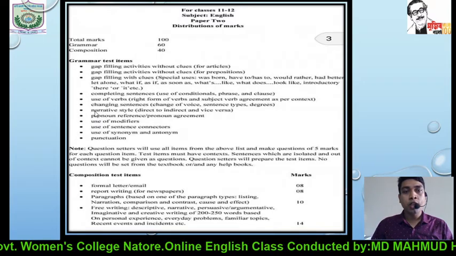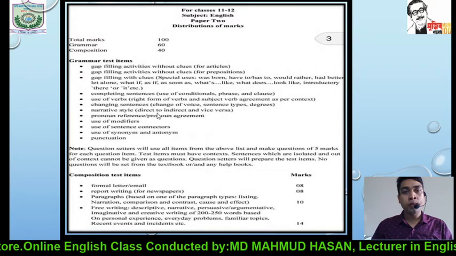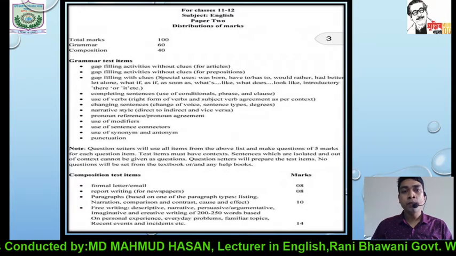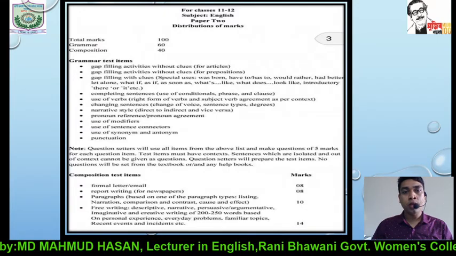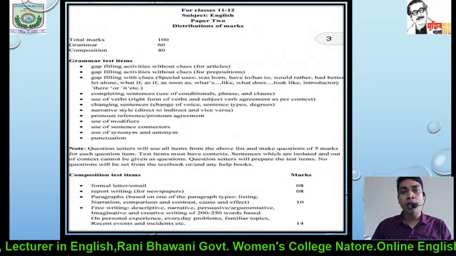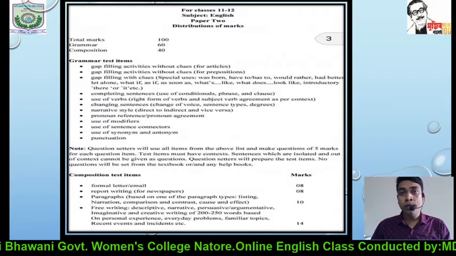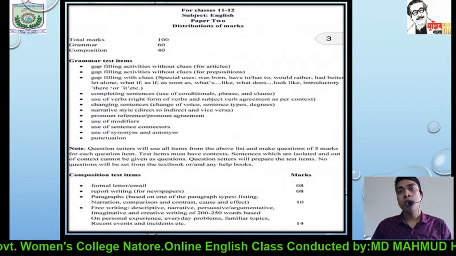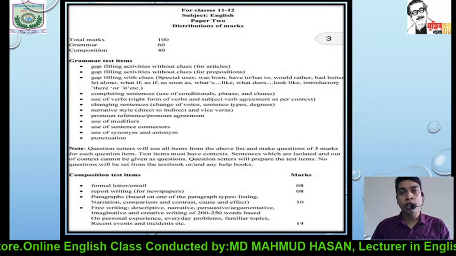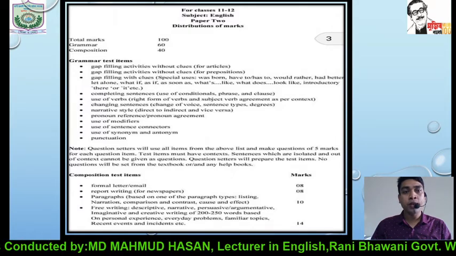Then comes the question item narrative style. You know better direct or indirect narration. In the question, there can be a direct to indirect or vice versa. You can be given an indirect narration, you need to answer in a direct way, or if a direct narration is given, you need to answer in indirect way. This question item also covers 5 marks.